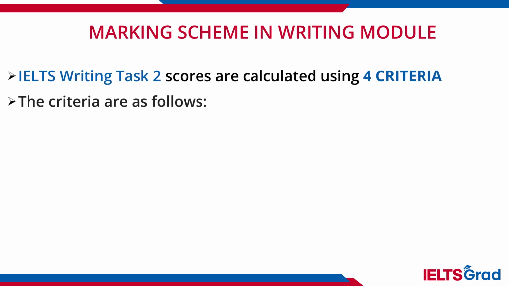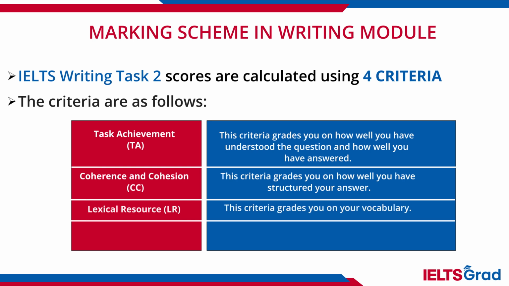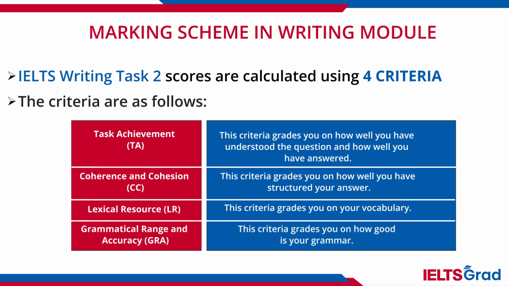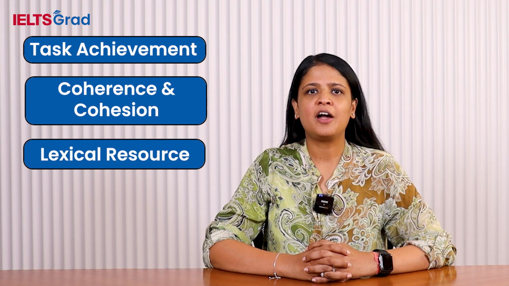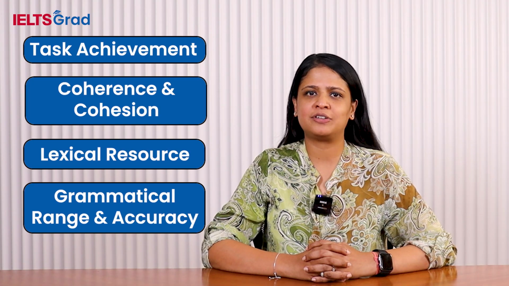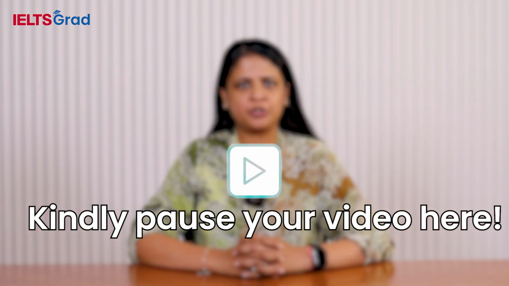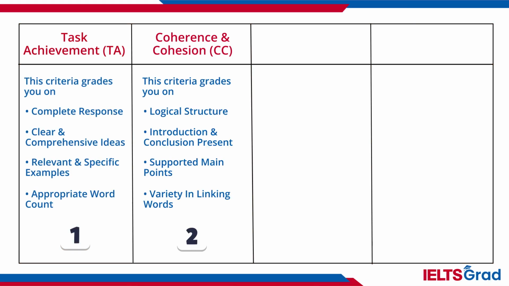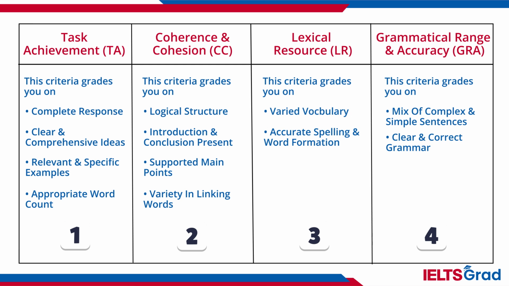You are marked on the basis of 4 criteria. You have on your screen the criteria and their subcategories. Pay close attention to your screen. So, these categories are task achievement, cohesion and coherence, lexical resource, grammatical range and accuracy. Kindly pause your video here for a minute and go through the contents displayed on your screen.